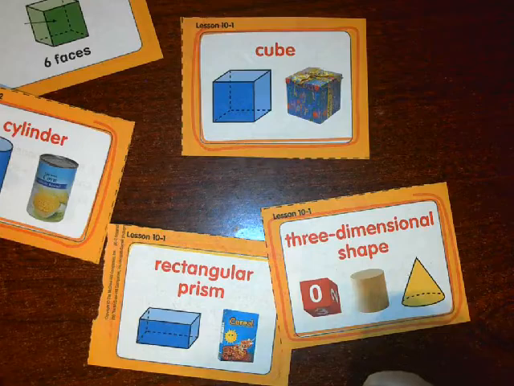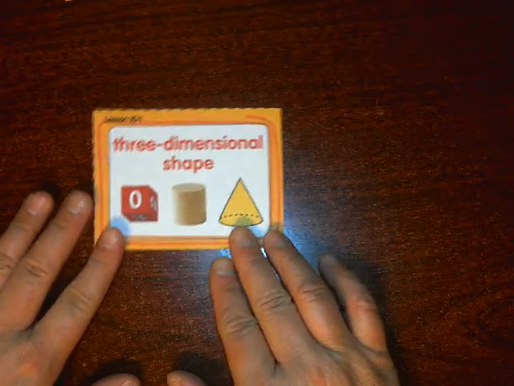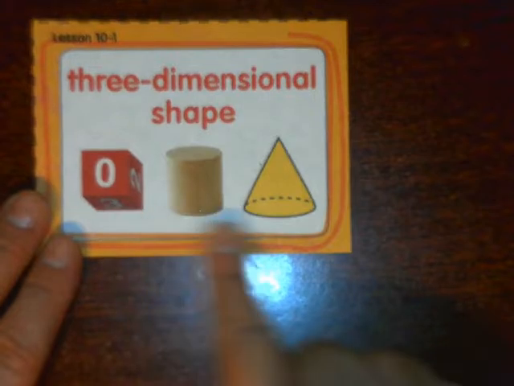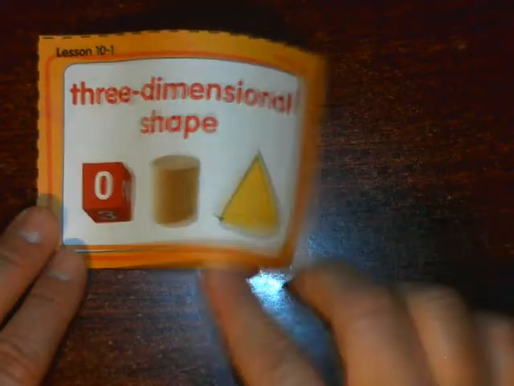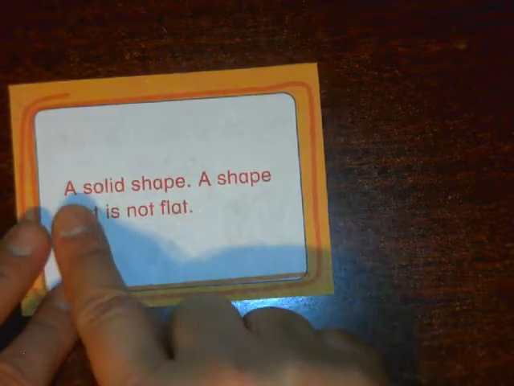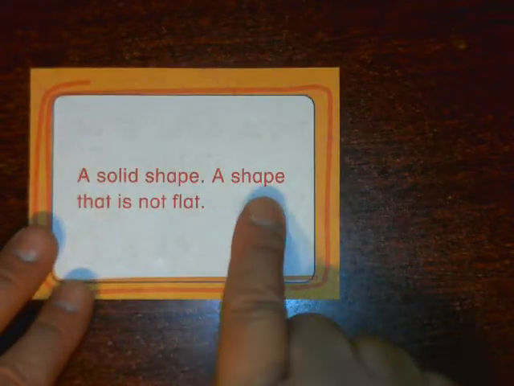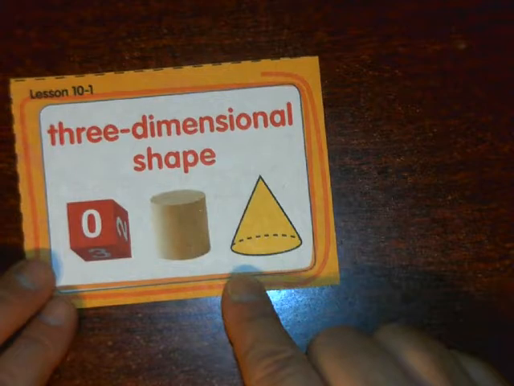Okay, so I have my cards cut out. I'm going to move some out of the way. So I want to talk about this one first. Three-dimensional shape. These are examples of three-dimensional shapes. You can see all the way around them. On the back of the card, it tells you about three-dimensional shapes. A three-dimensional shape is a solid shape. A shape that is not flat. Okay, so we're going to keep these and we're going to keep them in a safe place. I'll show you in just a minute.